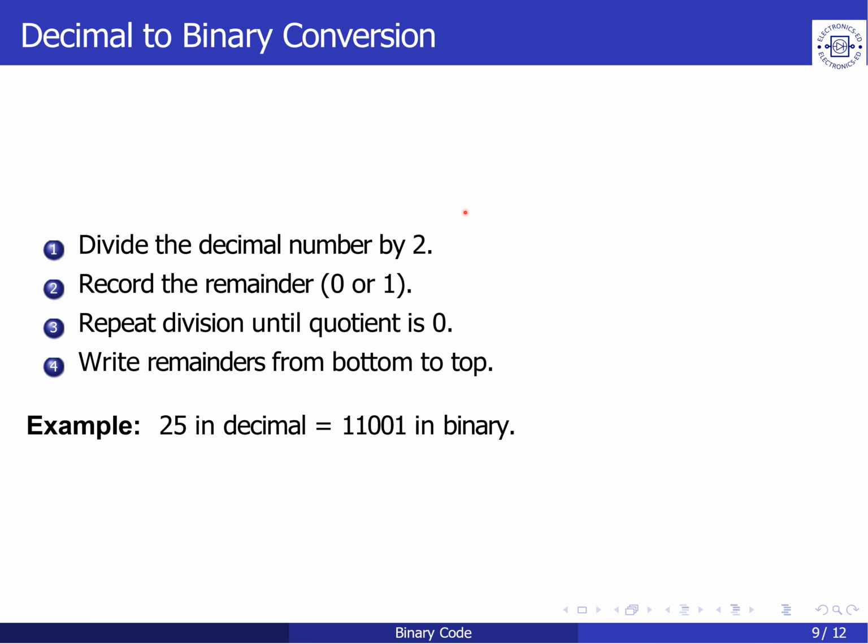Wondering how to convert decimal numbers into binary? Here's how it works. You divide the decimal number by 2 and write down the remainder, either a 0 or a 1. Keep repeating this process, dividing by 2 each time and recording the new remainder, until the result is 0. The binary representation is the list of remainders, read from bottom to top. For example, if you convert the decimal number 25 using this process, you end up with 11001 in binary.